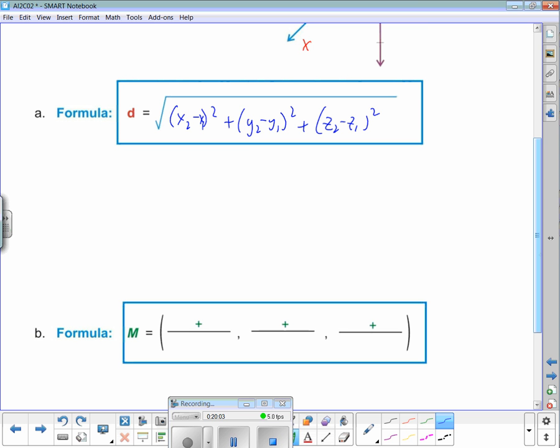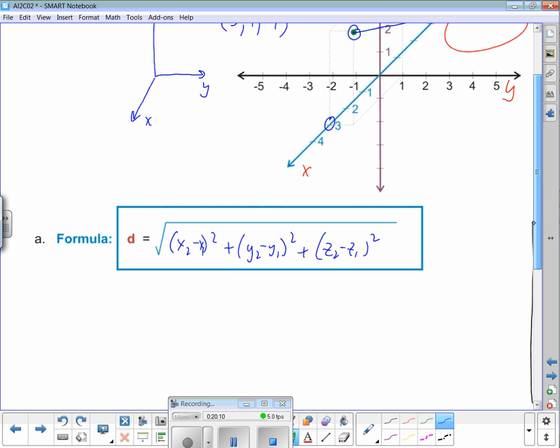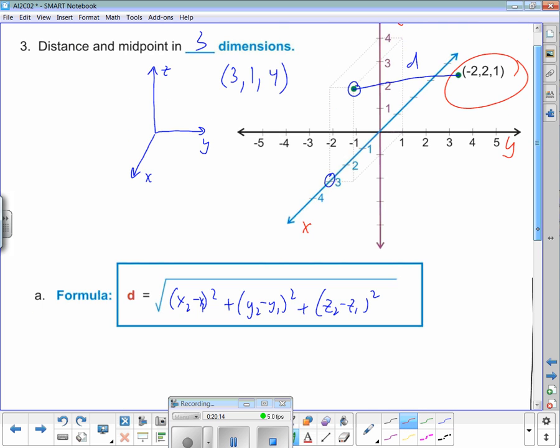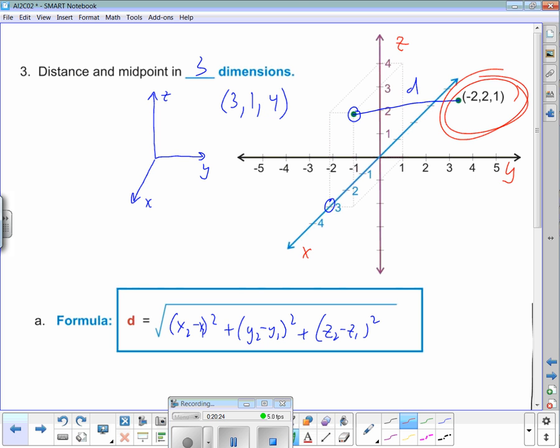Oh no, how do we do midpoint in 3 dimensions? Surely we have no earthly idea how to do that. All right, let's do this one real fast. So what do you want to call this? Point 2 over here? And call the other one point 1? All right, so -2 minus 3 is a -5. So this is going to be a -5 squared, which is the same as 5 squared, right?